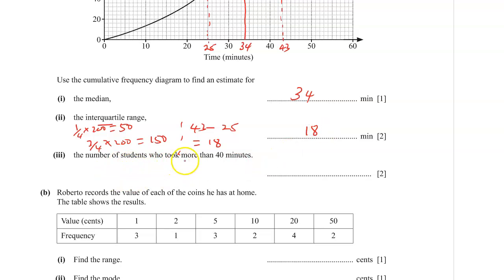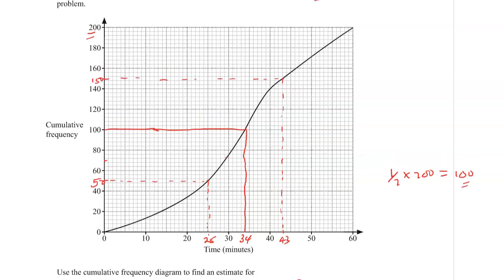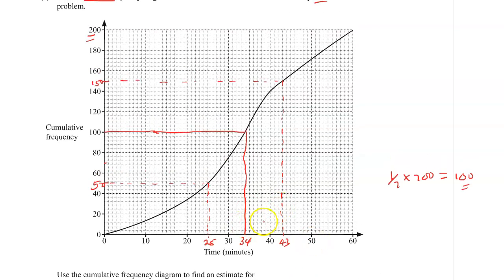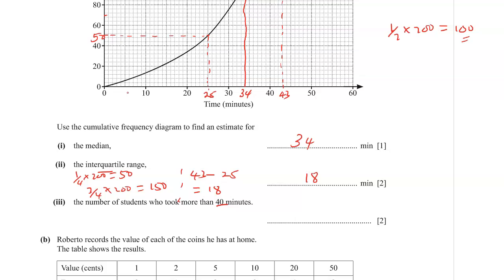The number of students who took more than 40 minutes. So come here, 40 minutes is here. Go to the left, we find it is 140. So 140 took less than 40 minutes. So the ones who took more than 40 minutes is 200 minus 140. You get 60. That's the number of students who took more than 40 minutes.